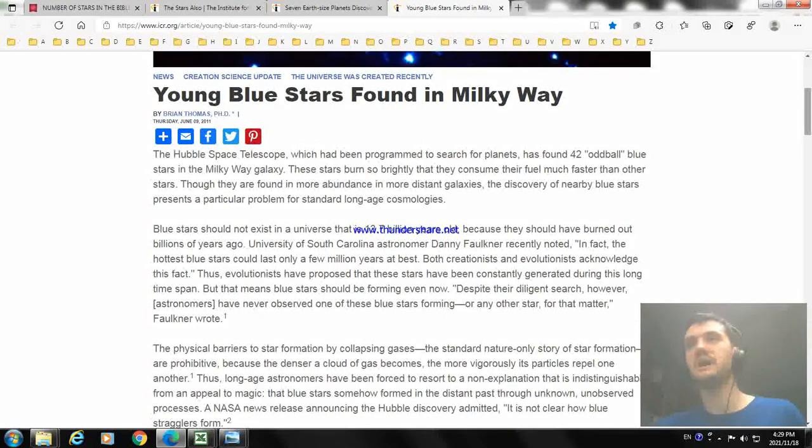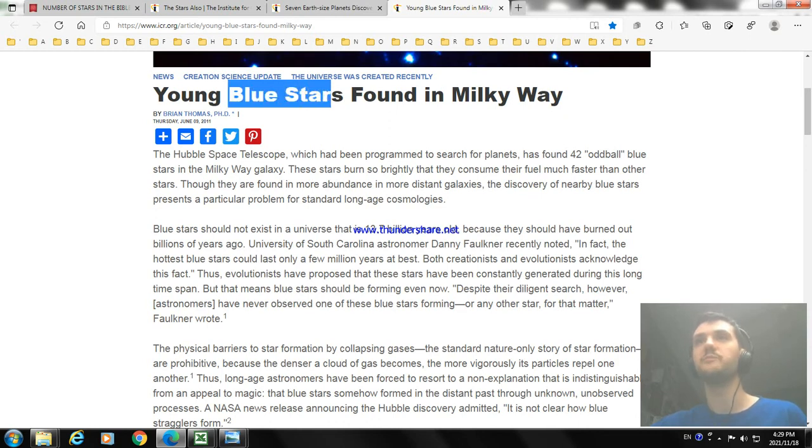They're between a planet and a star, but I believe they're infrared stars because they're giving infrared light. Okay, now, here's the article, Young Blue Stars Found in the Milky Way. So why do I believe that blue stars don't last very long?